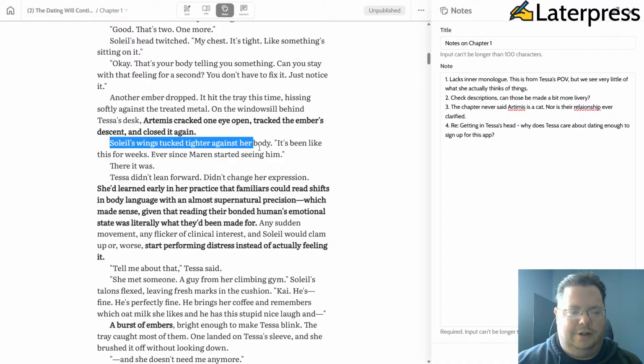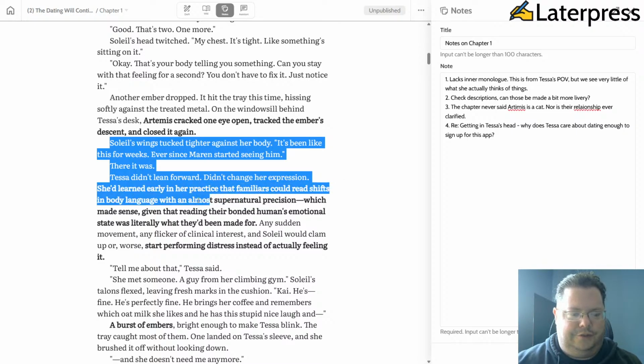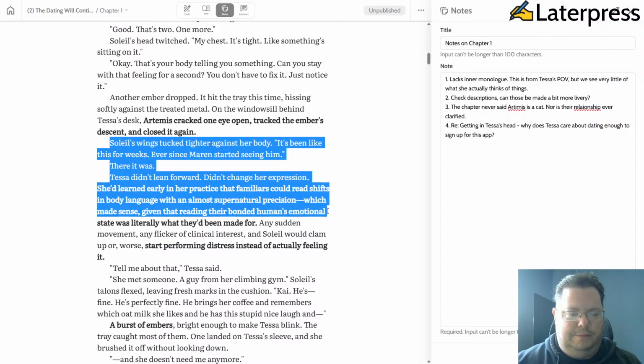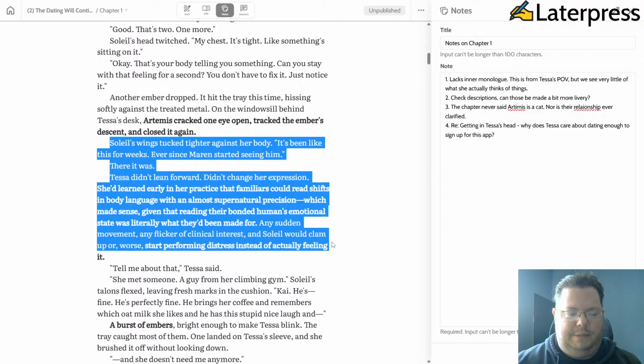Salil's wings tucked tighter against her body. "It's been like this for weeks, ever since Marin started seeing him." There it was. Tessa didn't lean forward, didn't change her expression. She'd learned early in her practice that familiars could read shifts in body language with almost supernatural precision, which made sense given that reading their bonded human's emotional state was literally what they had been made for. Any sudden movement, any flicker of clinical interest, and Salil would clam up, or worse, start performing distress instead of actually feeling it.